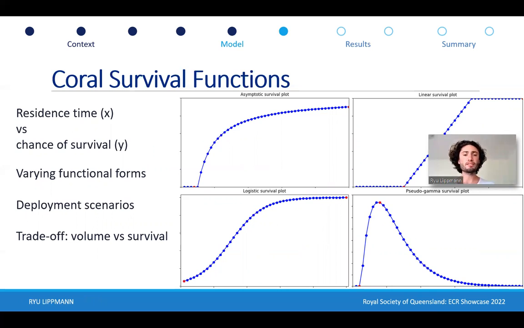So decisions about residence time in a facility affect coral survival rates. And if more coral survive, we don't need to produce as much to meet restoration demands. And therefore we can save money by building and running smaller facilities. So there's a trade-off here between producing more volume and having quicker batches, or coral having more chance of survival and lower production requirements.